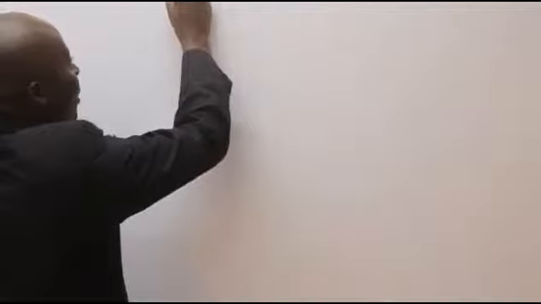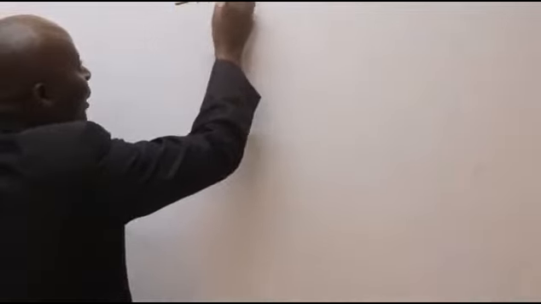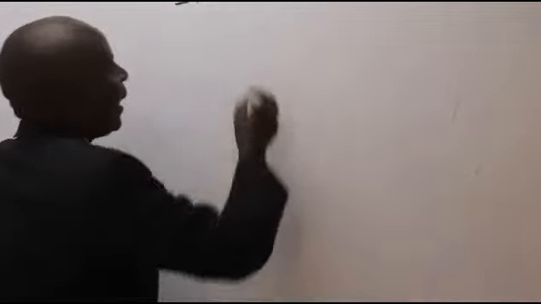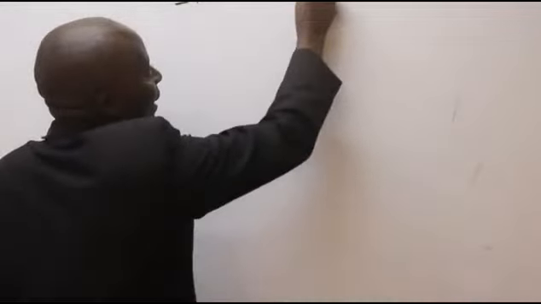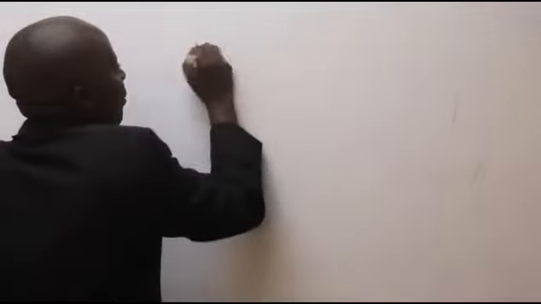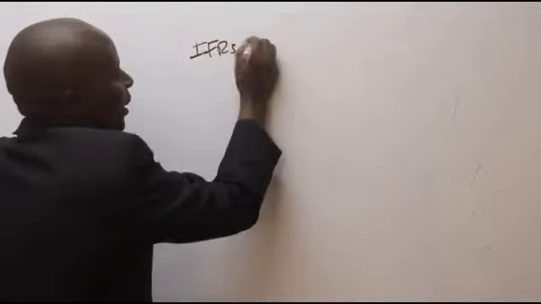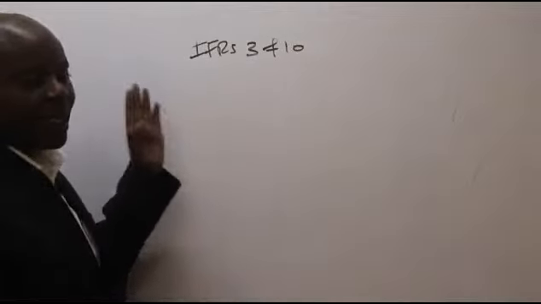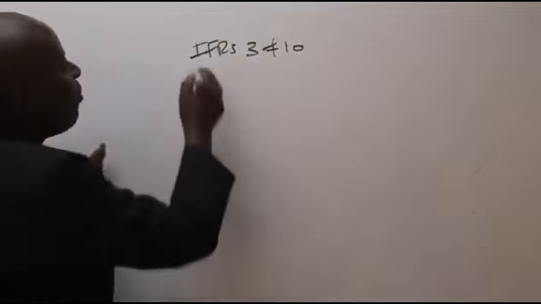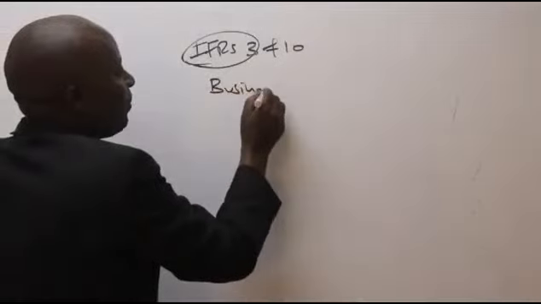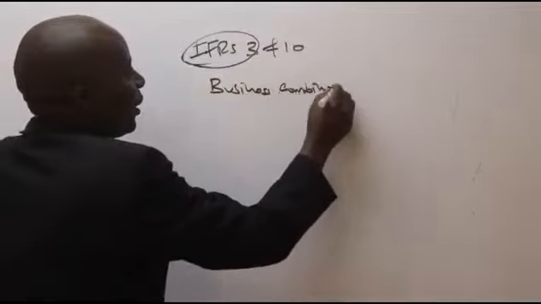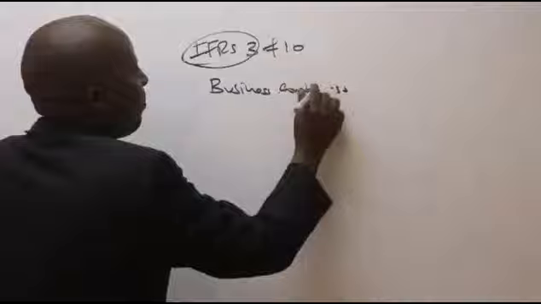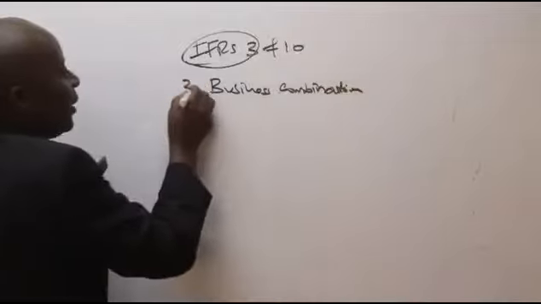When we talk of group accounting, we are talking about this subject from the perspective of IFRS 3 and IFRS 10. IFRS 3 talks about business combinations. This is IFRS 3, business combinations.